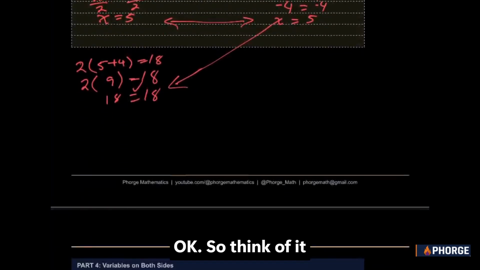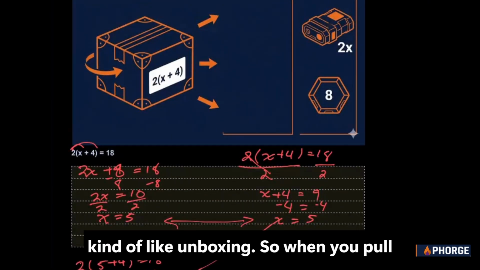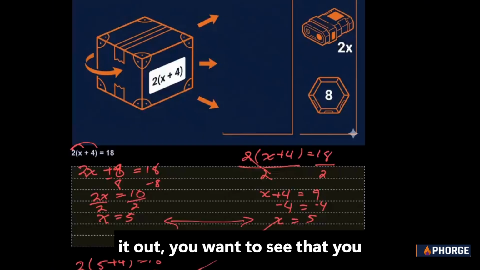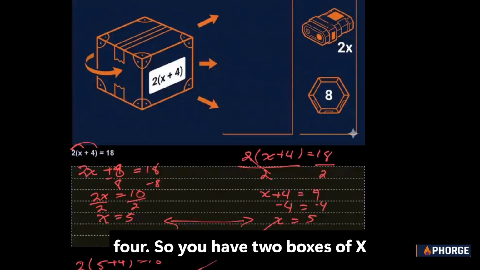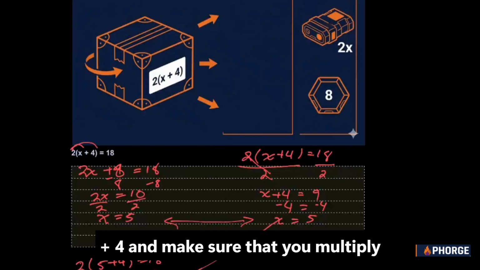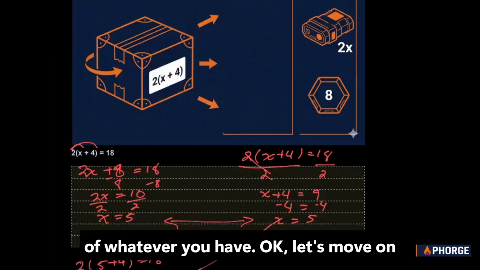Okay. So think of it kind of like unboxing. So when you pull it out, you want to see that you have 2x plus 4, or 4. So you have 2 boxes of x plus 4, and make sure that you multiply by 2 so you get the total amount of whatever you have.